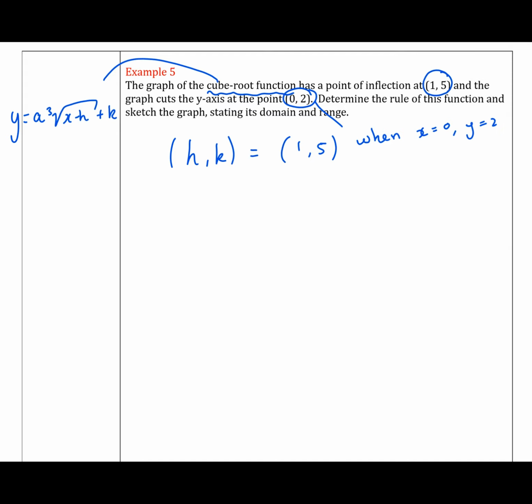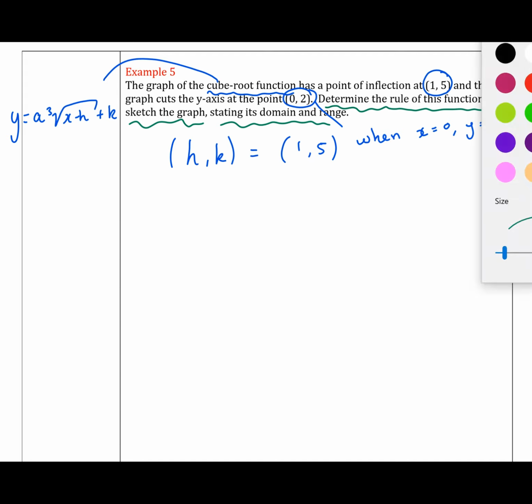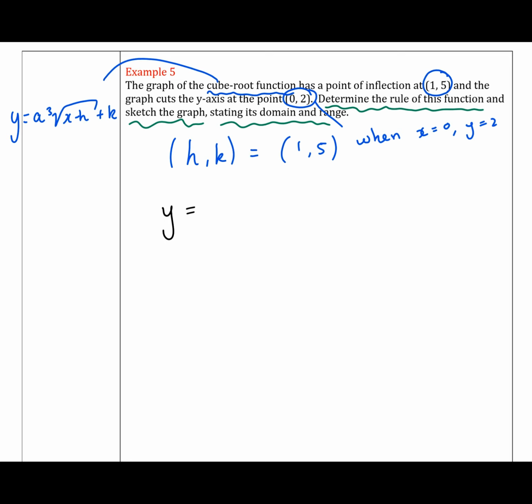What we're being asked to do is determine the rule of this function, sketch the graph, and state the domain and range. Well, in order to determine the rule, I'll start with my standard: the cube root of x minus h plus k. Because I already know h and k, I'll immediately replace them with 1 and 5. So I now need to find my value for a.